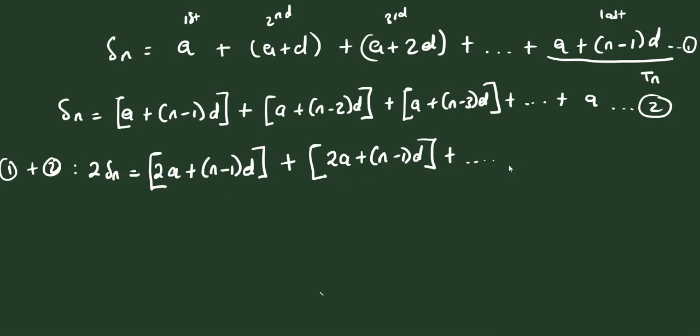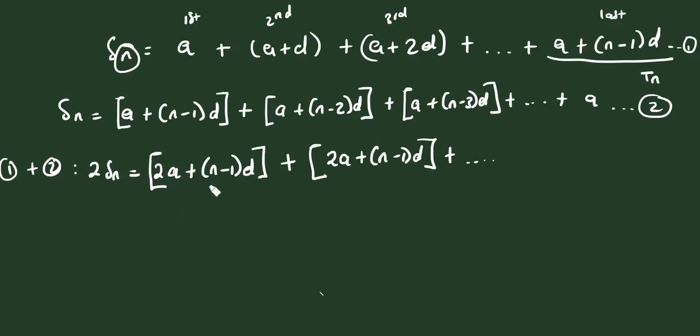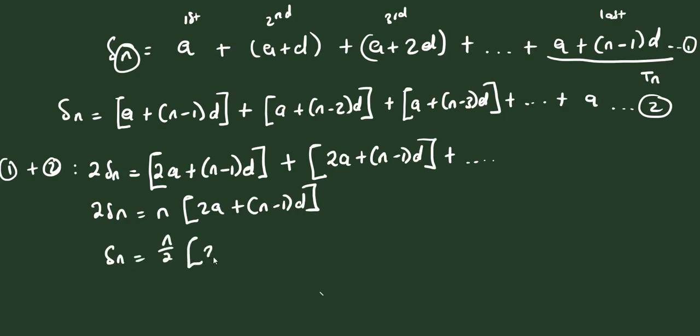How many of these are you going to get? You're going to get n of those. The same way here we got 4 of 16, even here we're going to get n of these. So you're going to have 2Sn is equal to n into 2A plus n minus 1d. Then you divide by 2 both sides. Sn would be n over 2 times 2A plus n minus 1d. Then you have proved it.